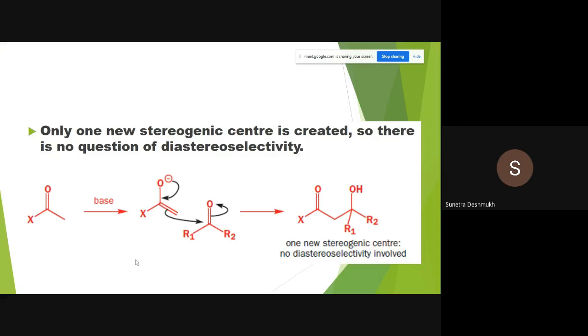So there is no question of diastereoselectivity in this case. This is a simple example where there is only one stereoselective center, only one hydroxyl group which has chirality here. No other carbon atom possesses stereoselectivity. So there is no question of diastereoselectivity. Which product is major, which one is minor? There is no question in this case.